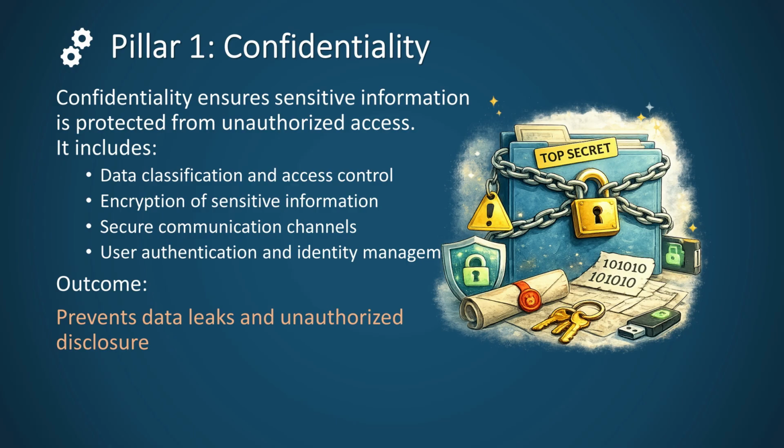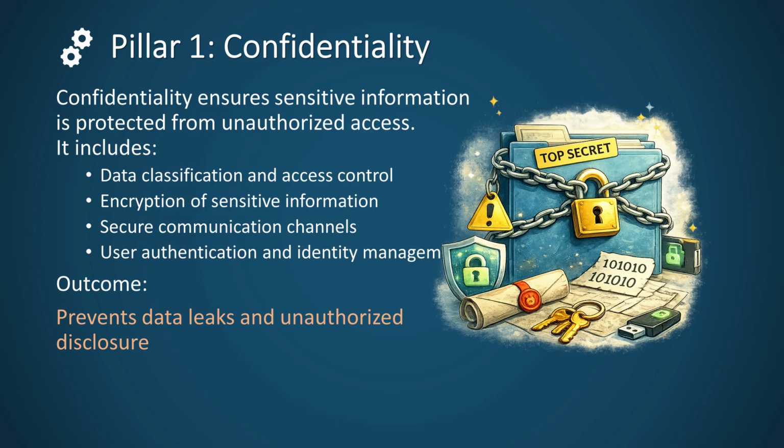To protect confidentiality, organizations use tools like passwords, secure communication channels, and encryption. Encryption is like scrambling the information so that even if someone manages to steal it, they can't understand it without the right key. Secure communication channels, such as VPNs or secure websites, HTTPS, make sure that when information is sent, outsiders can't intercept and read it.